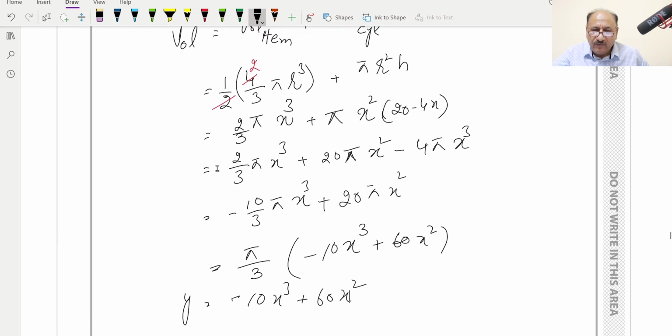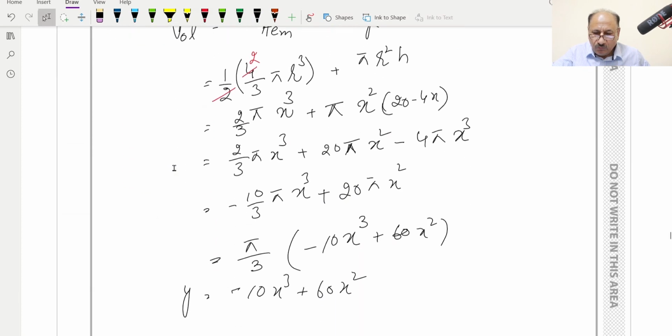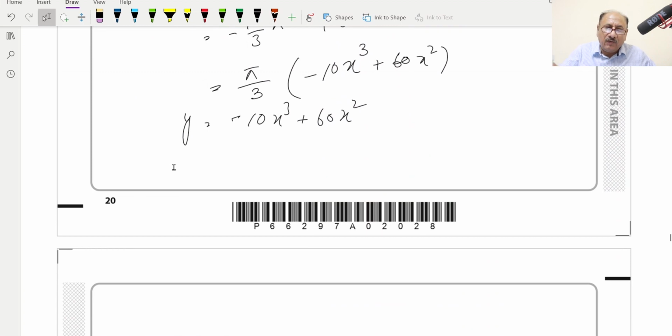Now, after finding this y value, they are saying find the maximum value of y. So for maximum value of y, we are finding the derivative. So dy over dx will be equal to what?